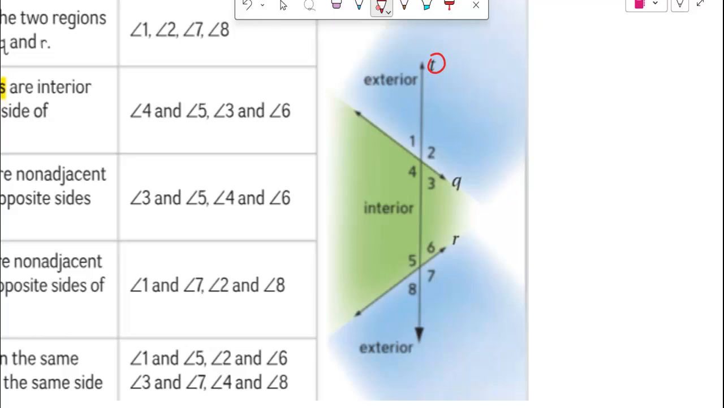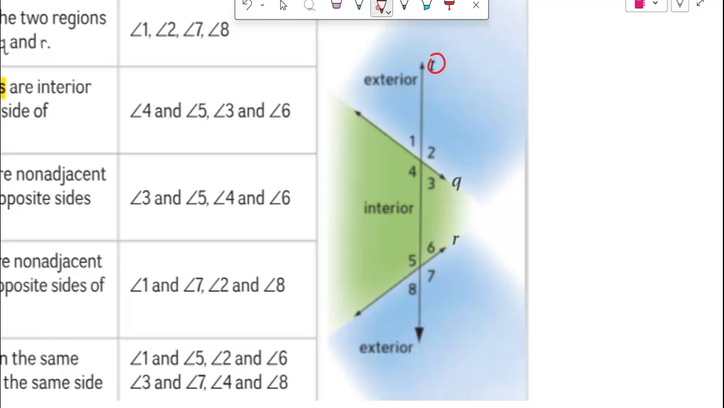Good, because it intersects the two other lines. Are Q and R parallel? No. We're going to get to this later today. When Q and R, or the two other lines, become parallel, we start to get these special angle pairs. Right now, Q and R are not parallel.